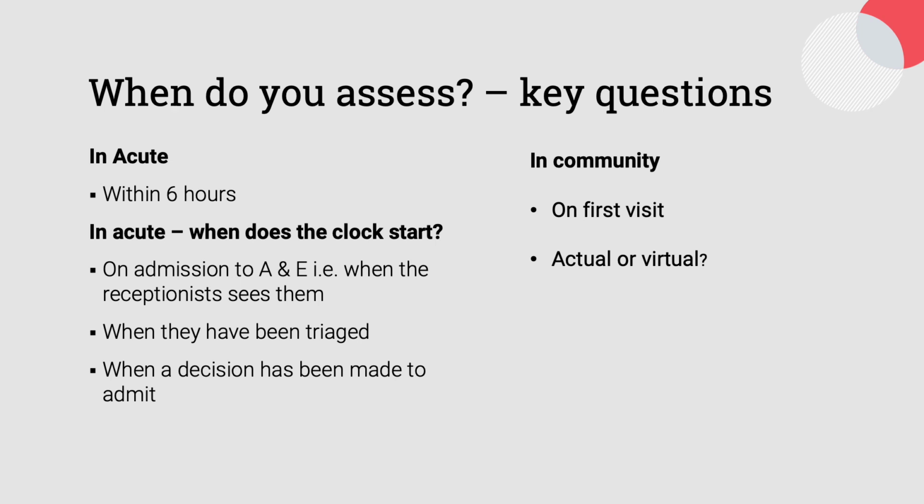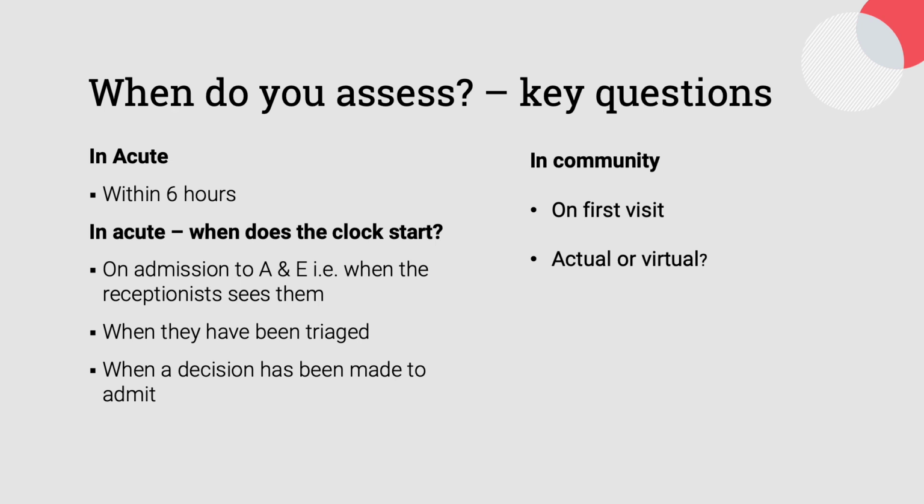Is it when that patient comes into the A&E department, so when the receptionist sees them? Or is it when they've been triaged, seen by a clinician? Or is it actually when a decision has been made to admit? And I think there's some discrepancy about how this is applied across the country. But my personal view is if the patient has been seen by a nurse, then there's already a responsibility to that patient, and we need to think about making sure they have a risk assessment within 6 hours of that point.